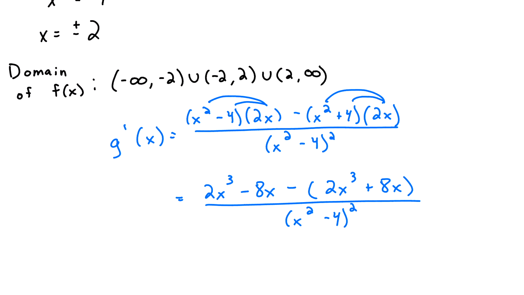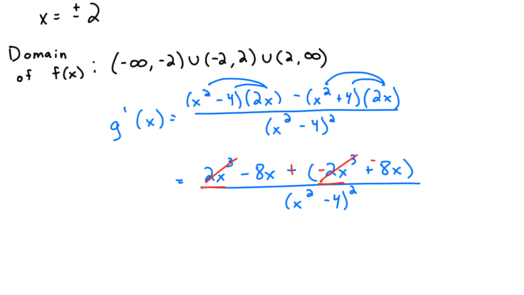And then I'm just going to distribute that negative sign so that it makes it easier to combine my like terms. I see I've got a 2x cubed plus negative 2x cubed. Those two will cancel. And then I'm left with negative 8x plus negative 8x. That'll be negative 16x divided by x squared minus 4 quantity squared. So here's our derivative g prime of x.